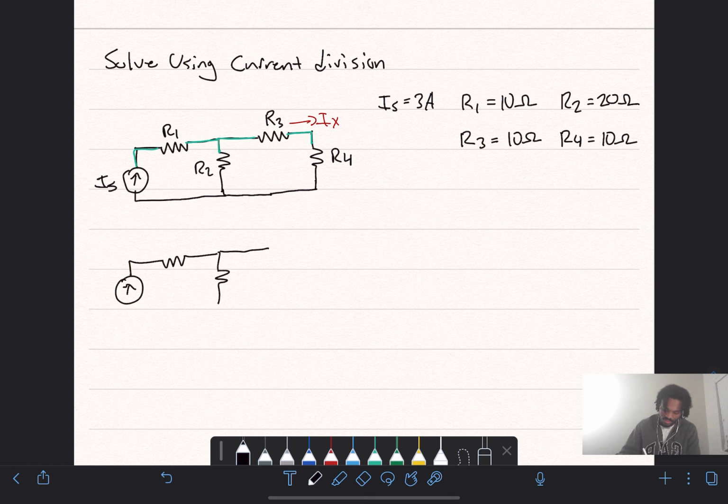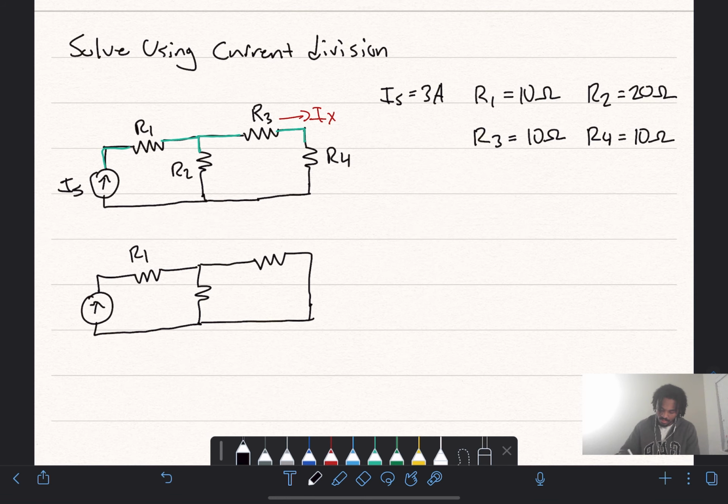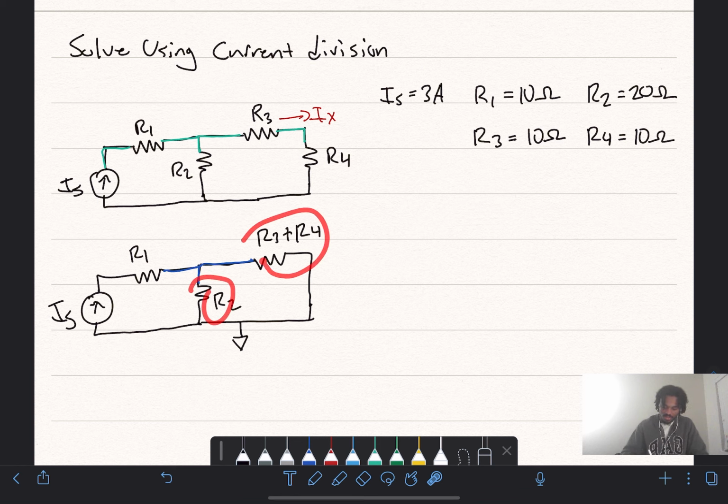Quickly redraw this circuit. It's going to look something like this. R1, this is still R2, and this is R3 plus R4. So now we see that this combination R3 plus R4 is in parallel with R2 because they're connected to the same pair of nodes. This is our reference node. So R2 is in parallel with R3 plus R4.